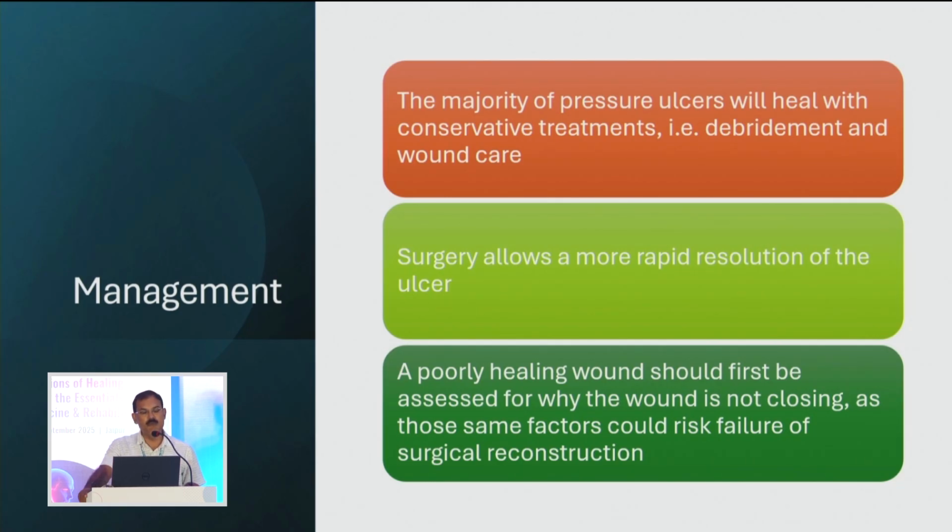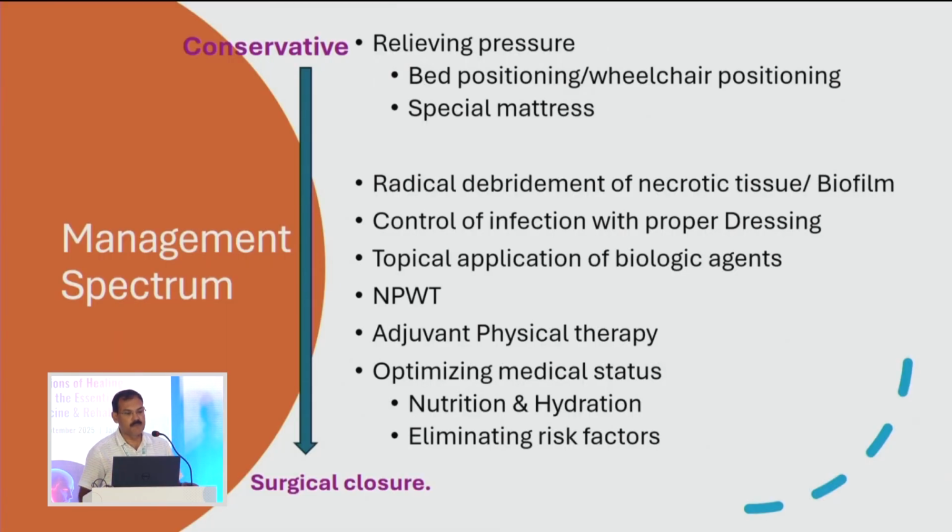So before planning to switch from conservative to surgical treatment, look for the underlying factor which is preventing the conservative closure of the pressure ulcer. This management spectrum ranges from conservative to surgical closure. So conservative is the first, as I said, and you should first look at what is the cause. The main cause is the pressure. So you should try for relieving the pressure.